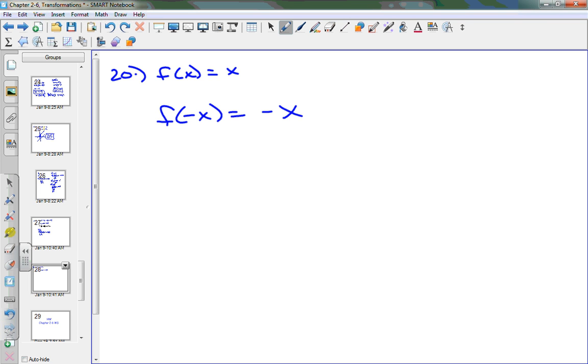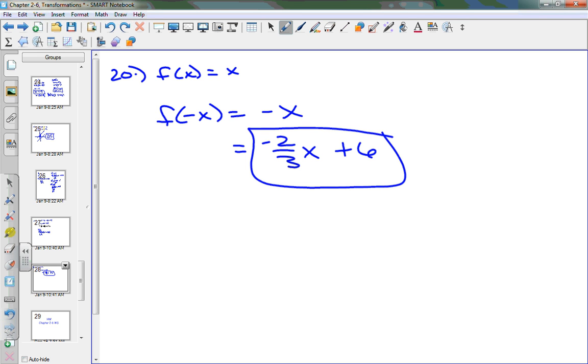Then it says to do what? Compress by a factor of 2/3. So if I'm compressing this by 2/3, what do I do? Negative 2/3 x. And then it says it's up 6 units. So for the answer, would it be g of x or f of x? This is going to be g of x.